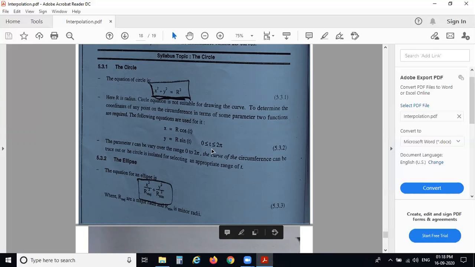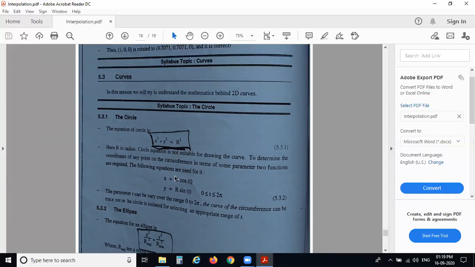The curve of the circumference can be traced out, or the circle is isolated, by selecting an appropriate range of t. So here we take the appropriate range of t, greater than or equal to 0 and less than or equal to 2 pi, and we use those two particular functions, that is x is equal to r cos t and y is equal to r sin t. So this is the first concept which comes under curves, that is circle.